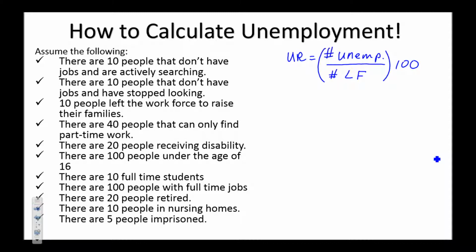All right, there are 10 people that don't have jobs and are actively searching. Those 10 people are considered unemployed. So the number unemployed, we'll put it in this column. There we have 10. There are 10 people that don't have jobs and have stopped looking. These people here are discouraged workers. They are not considered unemployed.